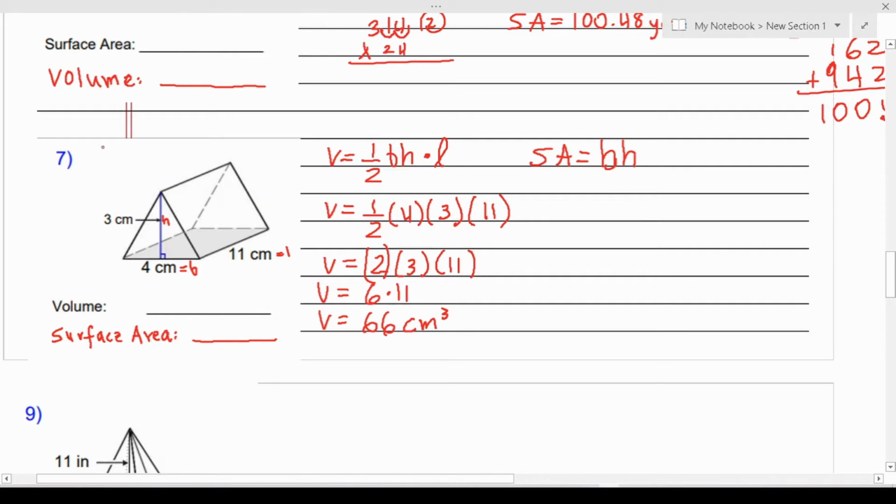Okay, so we've taken care of the triangular faces. Again, it's going to be plus, and there's only one base for this shape. It looks like this, and there's only one of those. It doesn't mirror anything. It's 4 by 11, base and length. So that's going to be plus base times length. That will give you the area of its base.